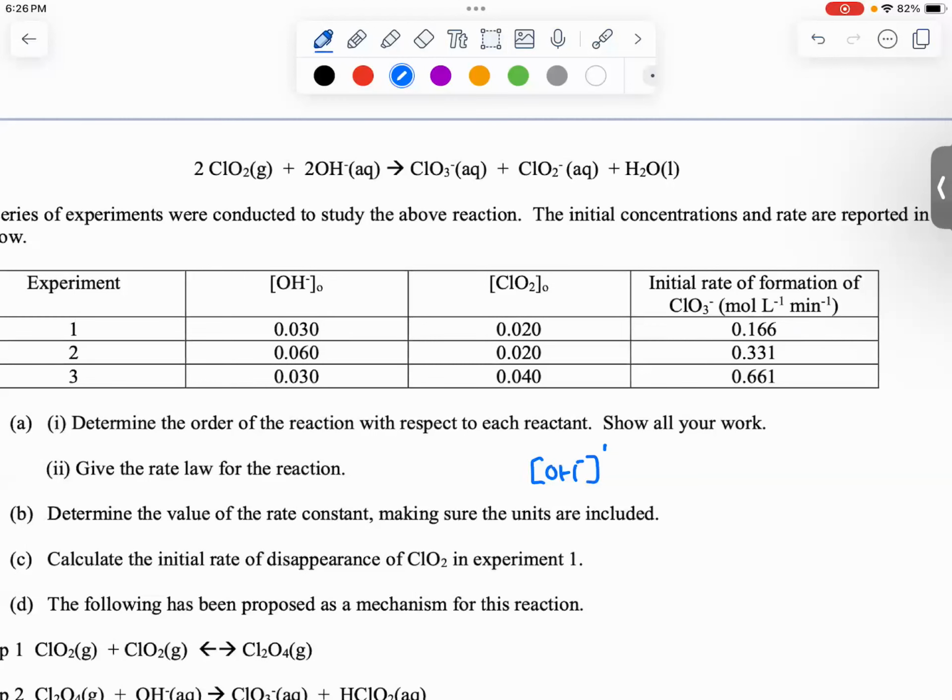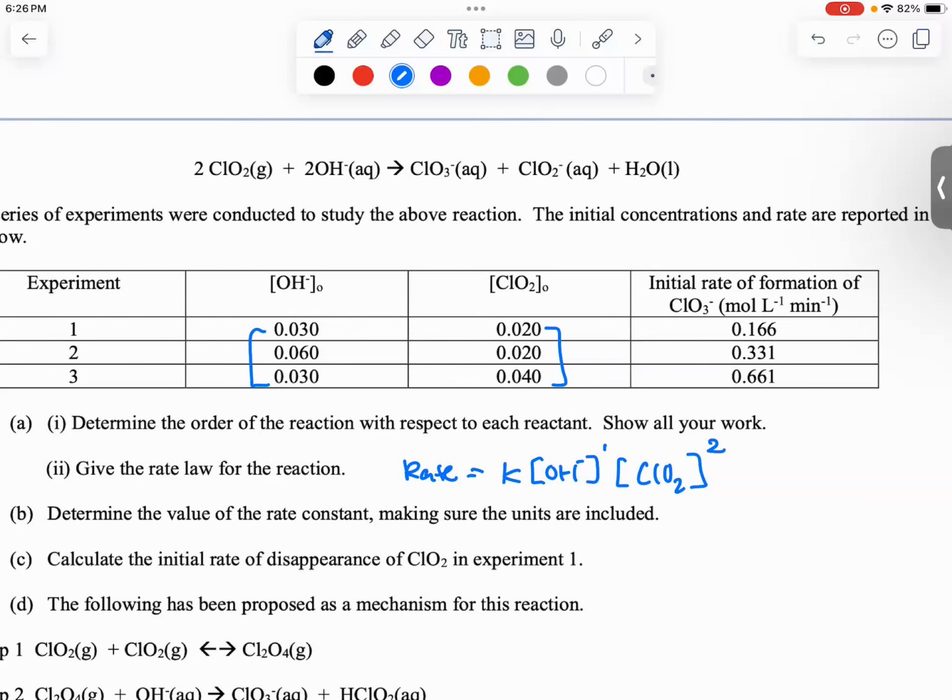And then for the other reactant, I would consider experiment 1 and 3. I can see that when the ClO2 concentration doubles, the rate quadruples. Second order. So second order it is. So I can find the rate law. Okay, 0.166 to 0.661. That's a multiple of 4. There's a multiplication of 4.